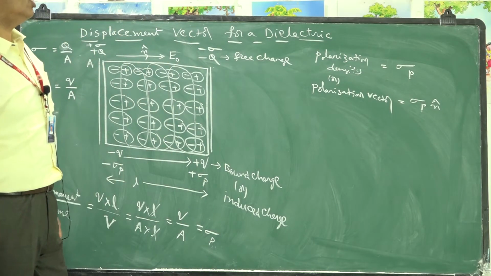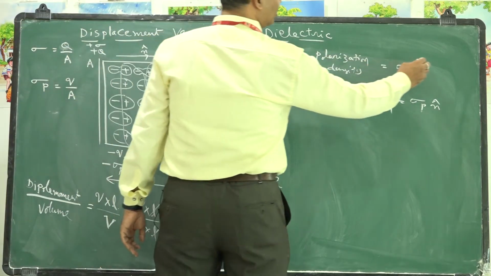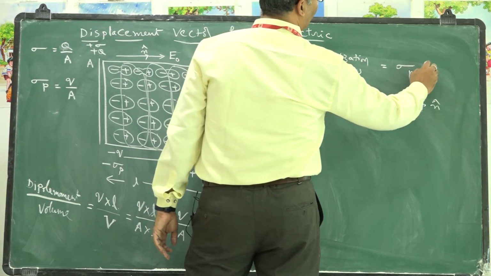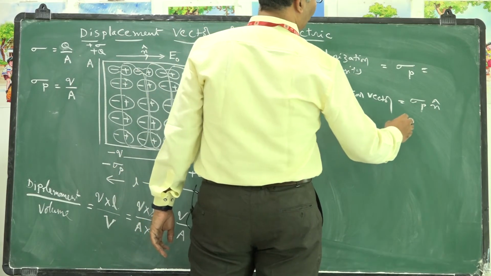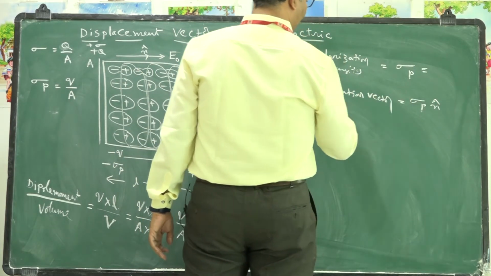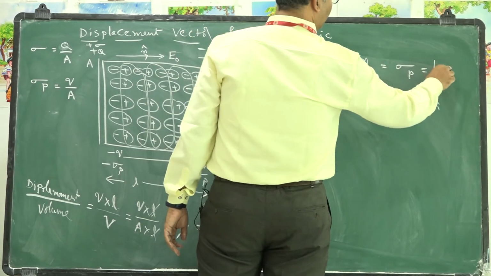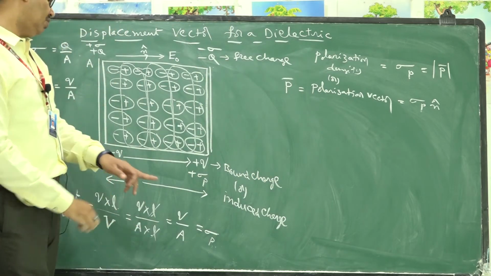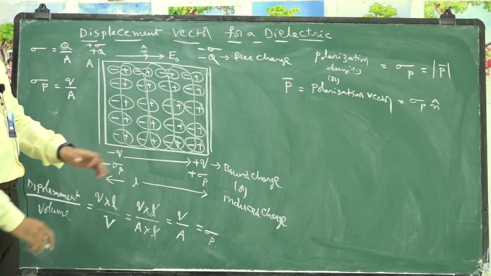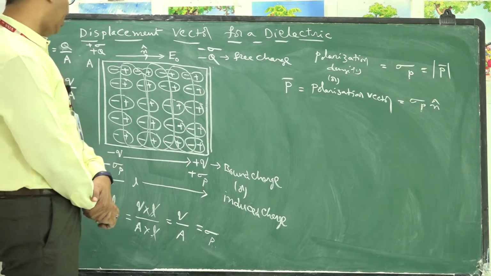The magnitude of the polarization vector itself is the polarization density, which is defined as dipole moment per unit volume. You can write the polarization vector as P bar. This is nothing but mod P bar. Mod P bar is called polarization density, which is numerically equal to the induced surface charge density. This is the first point you should understand.